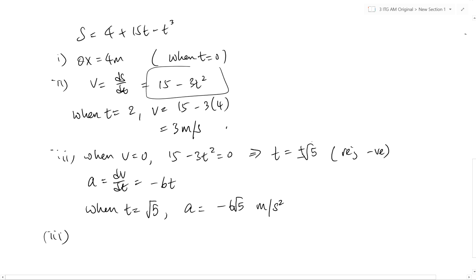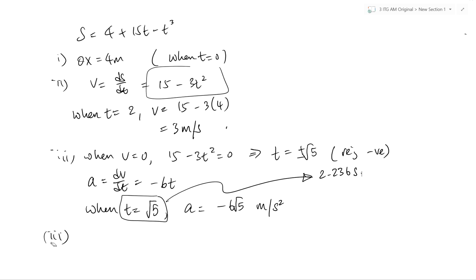Now, time equals root 5. What is the value of root 5? It is roughly 2.236 seconds. At time equals 2.236 seconds, it made a U-turn. Okay, so now on this part 4 already.